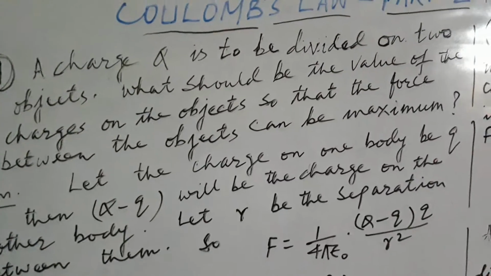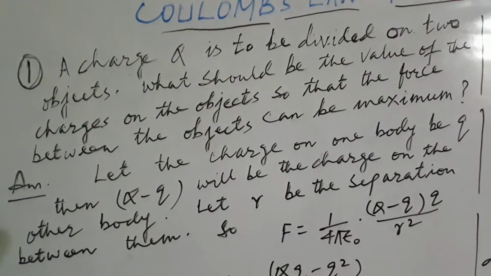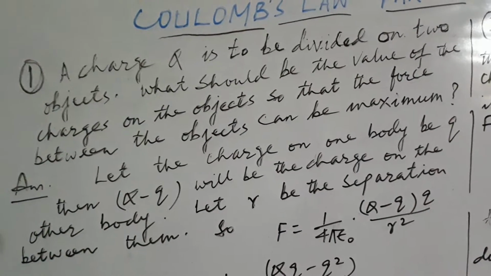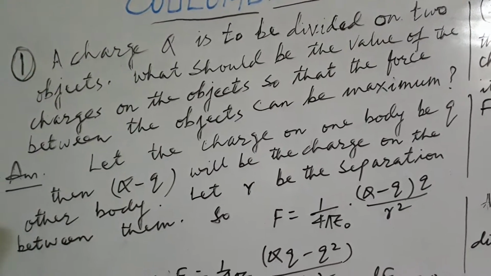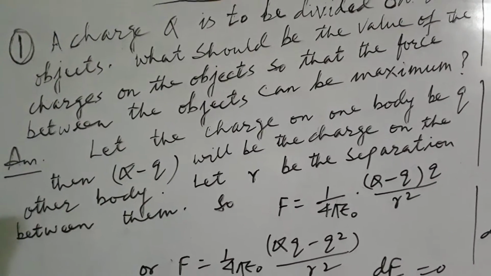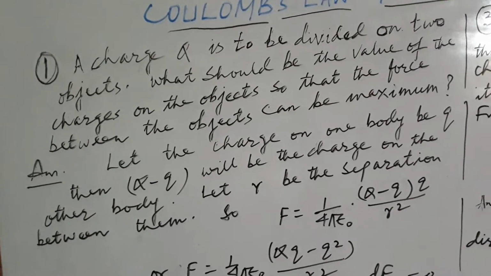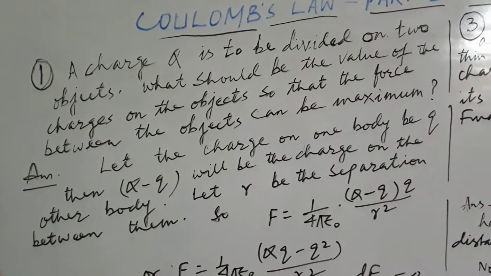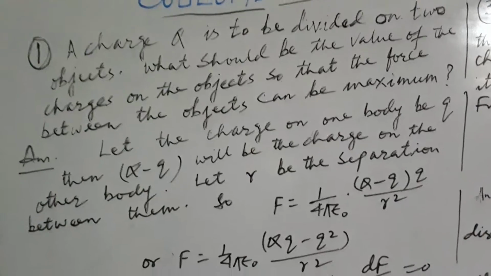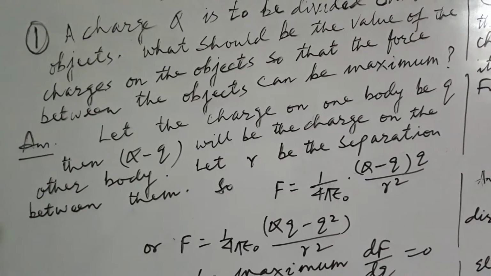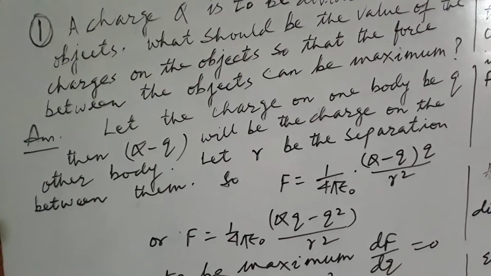So number one problem is: a charge Q is to be divided on two objects. What should be the value of the charges on the objects so that the force between the objects can be maximum? So we have been given a charge Q, and this charge Q is divided into two parts. Let the first part be small q. So the second part will be Q minus q.